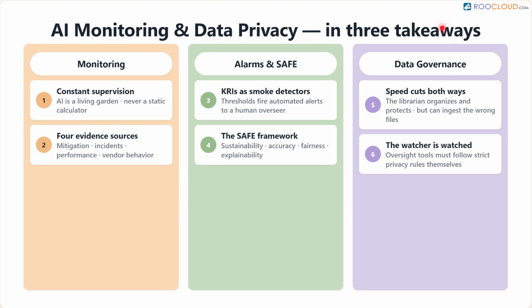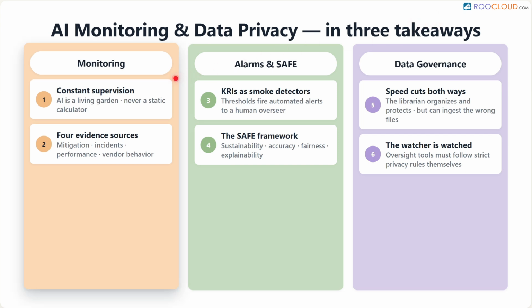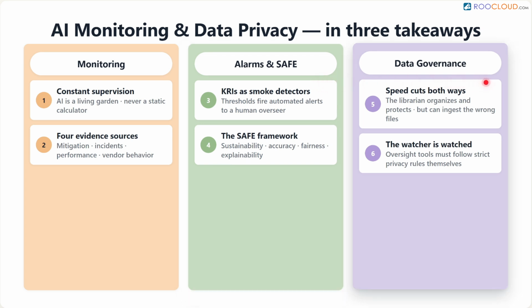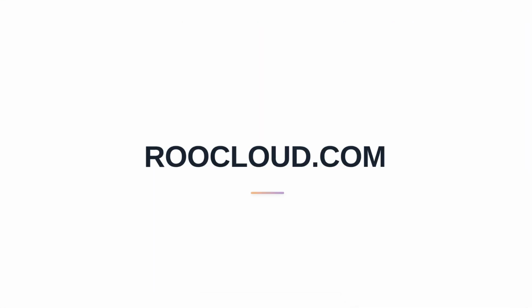Let us quickly recap our journey today. We learned that intelligent systems require constant supervision and continuous improvement drawn from risk mitigation efforts, incident logs, performance metrics, and vendor behavior. We explored how to set early warning alarms using key risk indicators, utilizing the SAFE framework to guarantee sustainability, accuracy, fairness, and explainability. Finally, we discussed how algorithmic speed can be harnessed to organize and protect corporate data, provided the oversight tools themselves follow strict privacy rules.